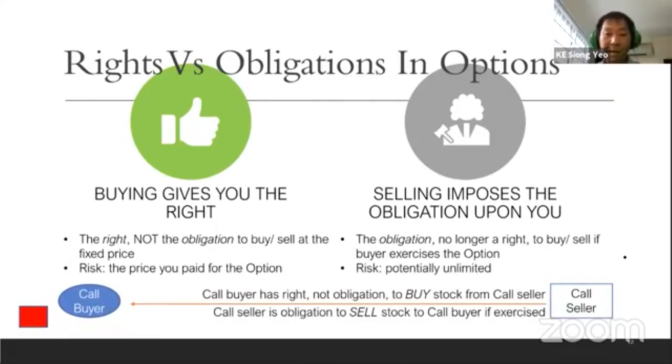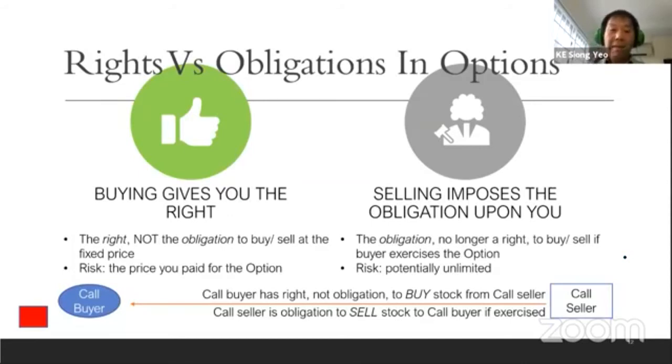Just as a quick summary, as a call buyer, you have the right but not the obligation to buy. As a call seller, you are obliged to sell the stocks. So this is where the concept of naked comes in. When you do not actually own any stock of Apple, you can still enter into an options contract without owning any stock. But if you are selling naked, this becomes very risky for you.